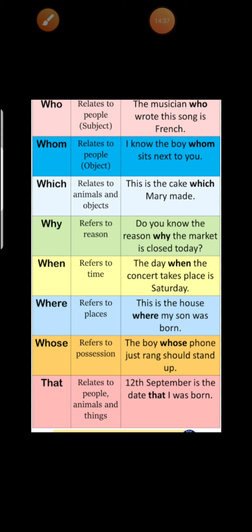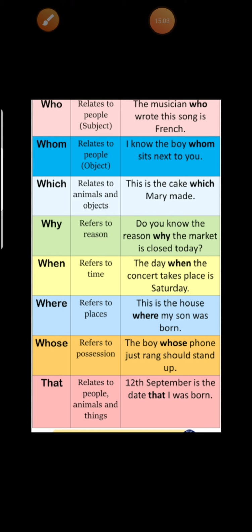When refers to time. The day when the concert takes place is Saturday. So we are referring here to time. Where refers to places. This is the house where my son was born. So we are referring here to the place. Understood? Then whose refers to possession.